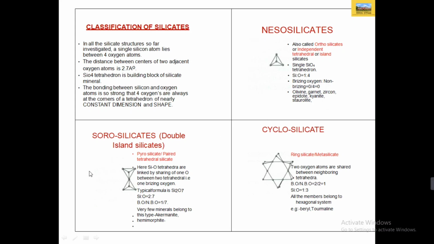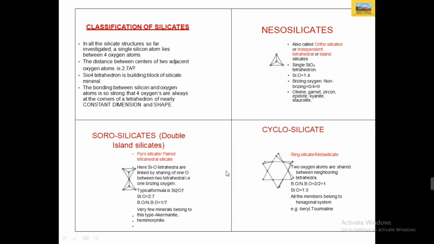Another one, sorosilicate. It is also called double island silicate, pyrosilicate, pair tetrahedral silicate. Here silicon oxygen tetrahedra are linked by sharing of one oxygen between two tetrahedra, that is one bridging oxygen. Typical example is Si2O7. Here silicon oxygen ratio is 2:7. Bridging oxygen and non-bridging oxygen ratio is 1/7. Very few minerals belong to this type, like thortveitite and hemimorphite.